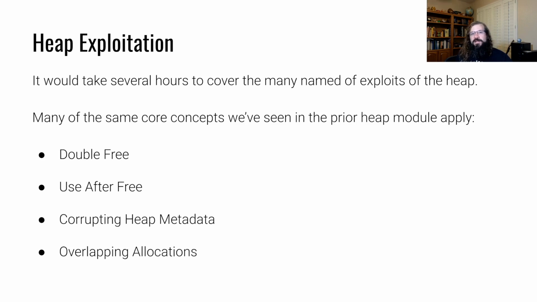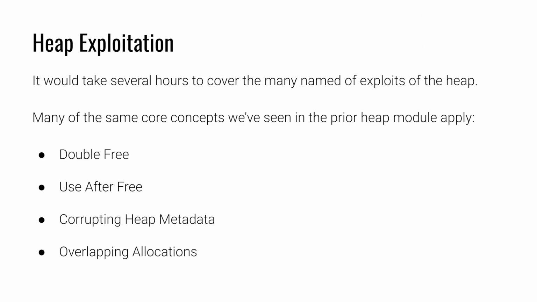Lastly, in the module, we saw overlapping allocations on the tcache. Overlapping allocations still exist with the heap. Now, it's going to be a little bit more difficult to create an overlapping allocation because the metadata is more complex. But the overlapping allocation primitive can still be created.